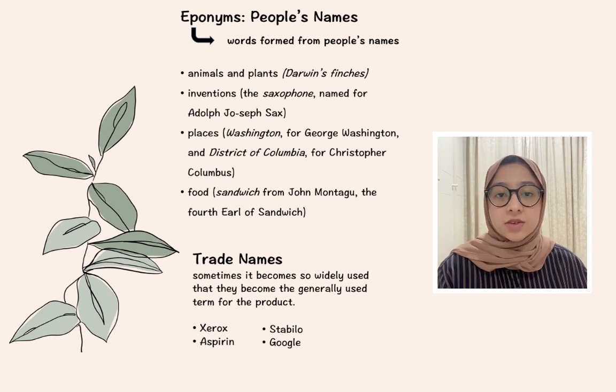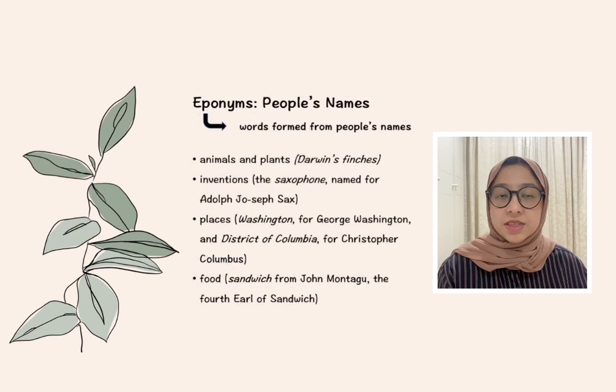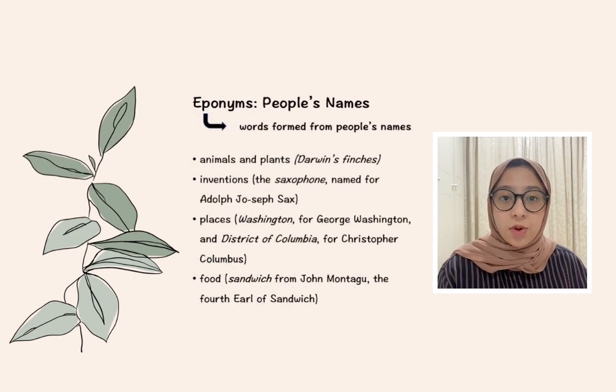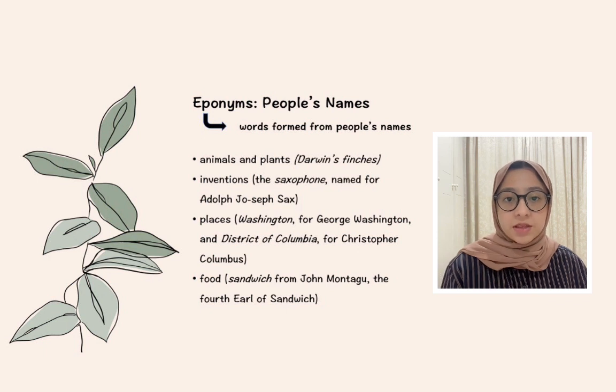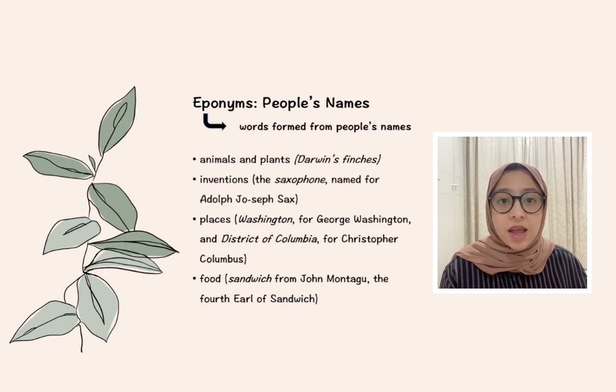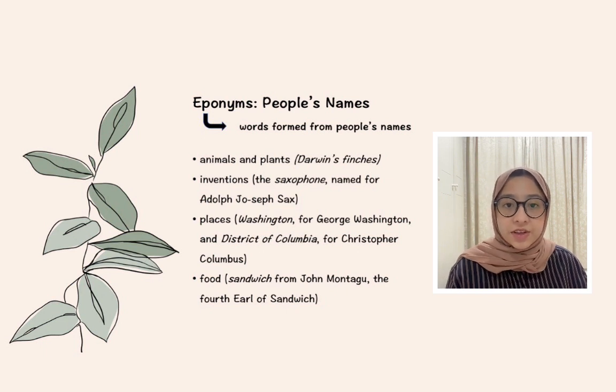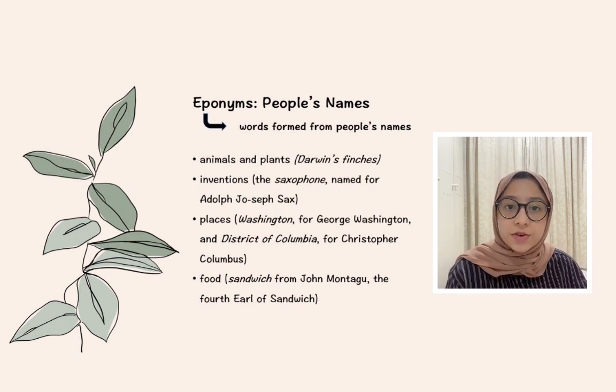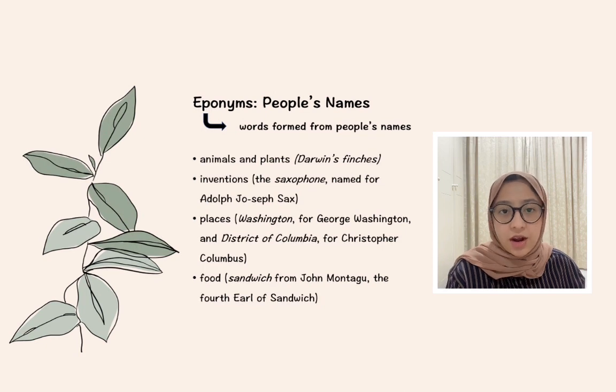And now I would like to explain about eponyms, people's names. Eponyms are words formed from people's names. People like to be remembered, and one way to increase the likelihood of being remembered is to have something named after you. Proper names are used to label animals and plants, inventions, places, food, activities, and so on.